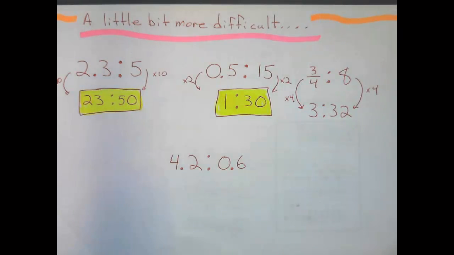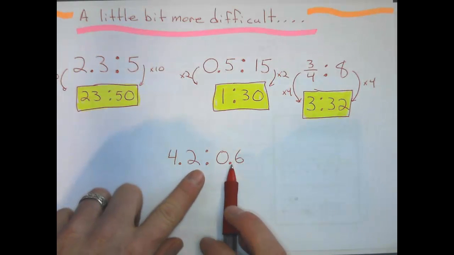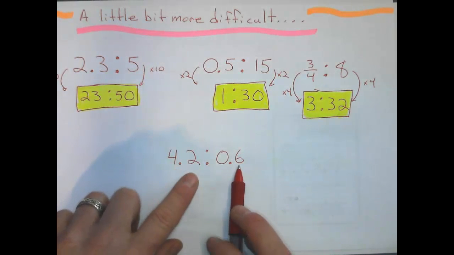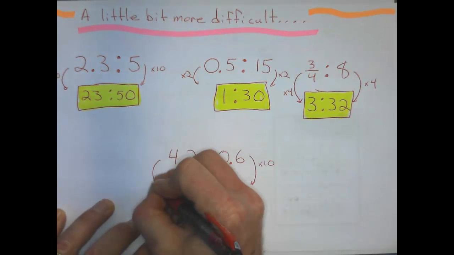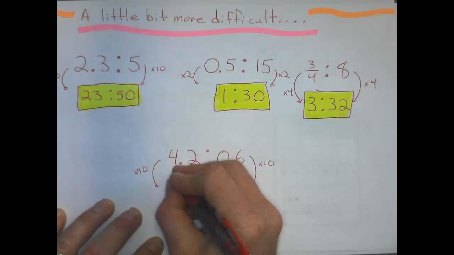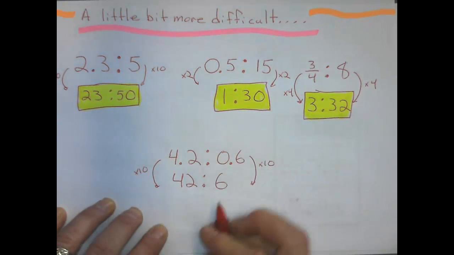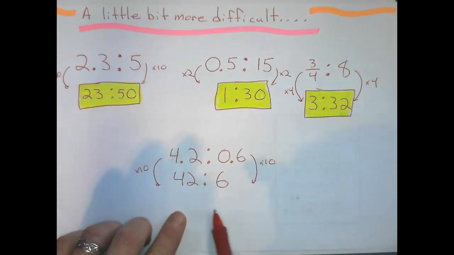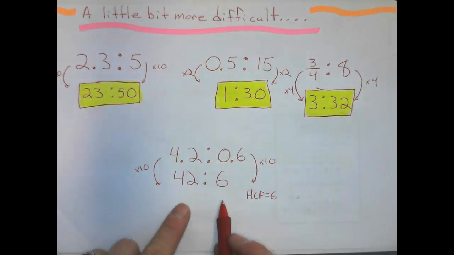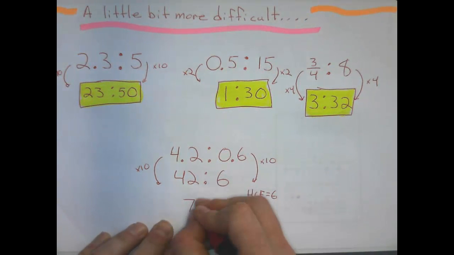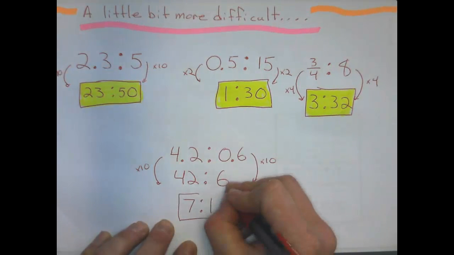And finally, okay, 4.2 to 0.6. I think I'll just get rid of both decimals by multiplying both sides by 10. And that gives me 42 to 6. And here I do have a highest common factor of 6, I think. Yep. So when I divide both by 6, 42 divided by 6 is 7, and 6 divided by 6 is 1. So I get 7 to 1. And whole number ratios are just much easier to understand.